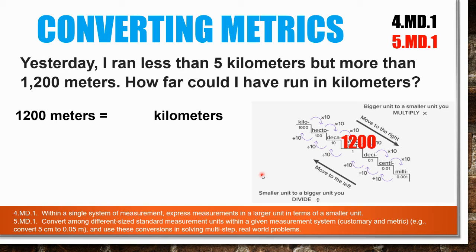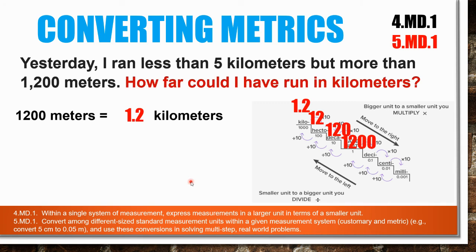All right. So 1,200 meters. Now I'm going to the left this way. So I'm going to divide by 10. If I take 1,200 divided by 10, I get 120. Divide by 10, I get 12. Divide by 10 again, I get 1 2/10. So 1,200 meters is equal to 1 2/10 kilometers.